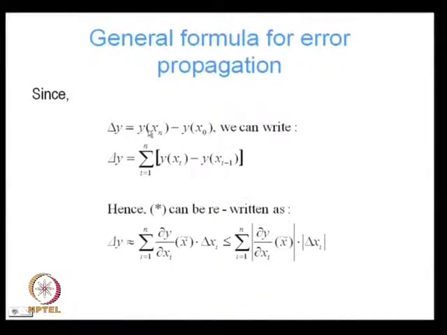So, delta y is equal to y of xn minus y of x0. We can actually write delta y as the sum over i to n of y of xi minus y of x(i minus 1). It turns out that if we do this summation, all the intermediate quantities are going to cancel out, and we would be left with y of xn, with i equal to n, minus y of x0, where i is equal to 1.